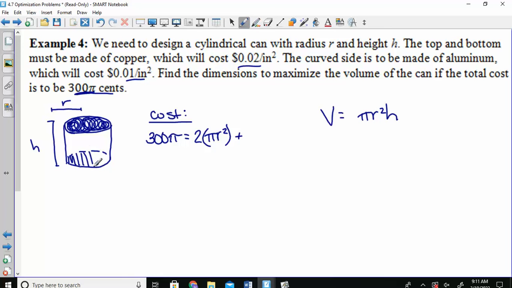Okay, let's talk about the bottom. So area of the bottom is pi r squared, and how much do we have to pay for the bottom? 2 cents.